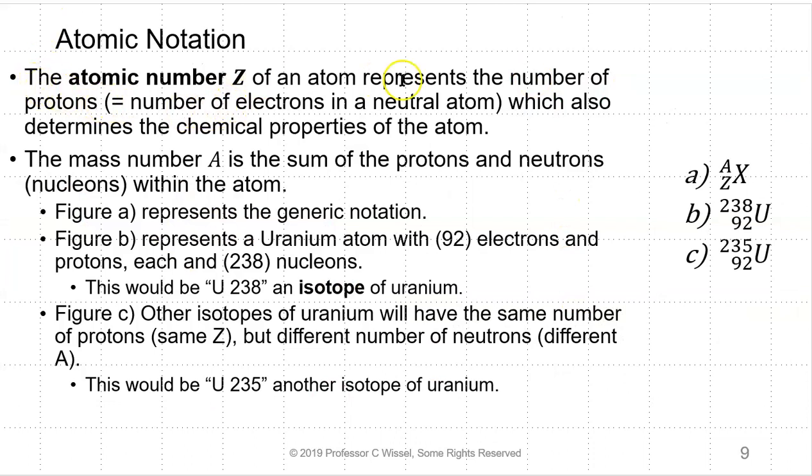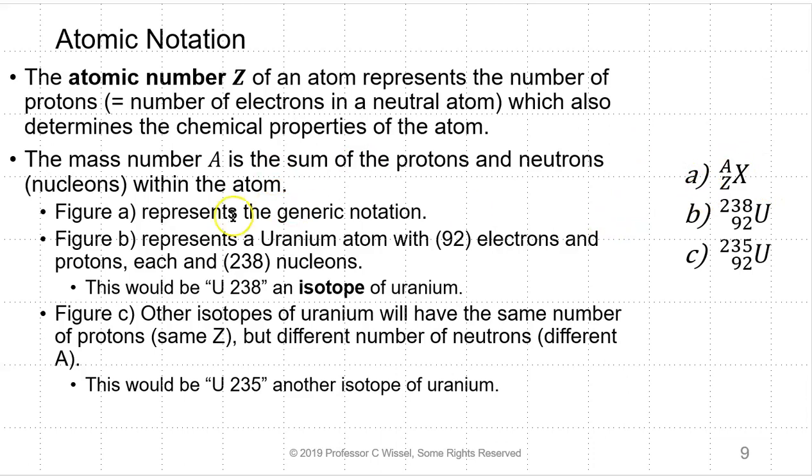Okay, the atomic number Z of an atom represents the number of protons, that's the number of electrons in a neutral atom, which also determines the chemical properties of the atom. The mass number A is written like this. Here's the atom itself, that would be its symbol on the periodic table. Here is the number of protons and neutrons together. That's the mass number within the atom.